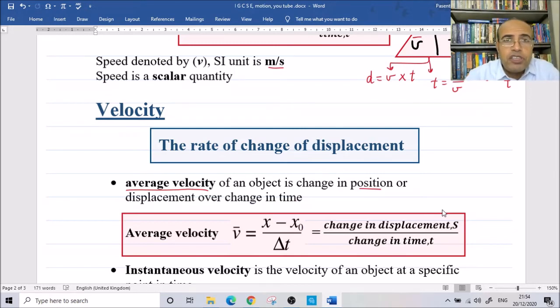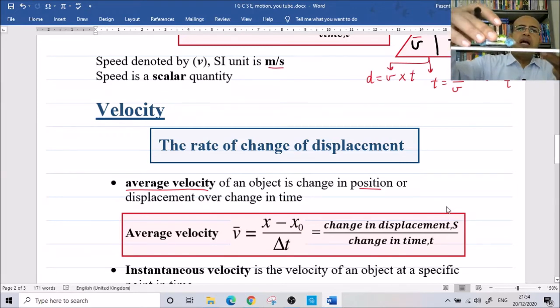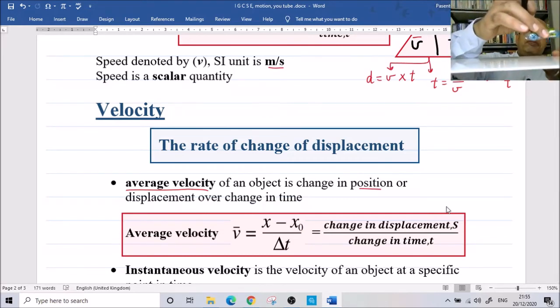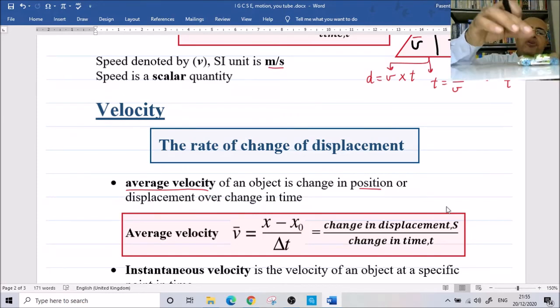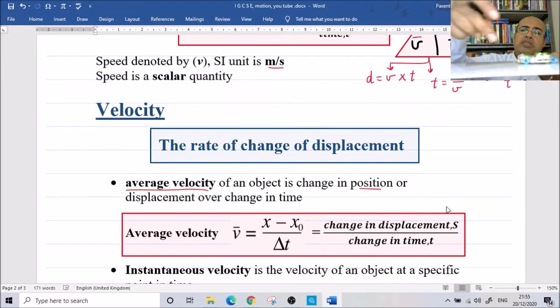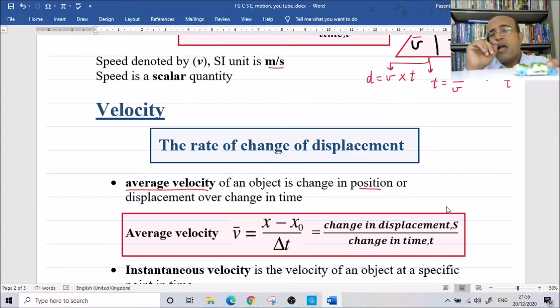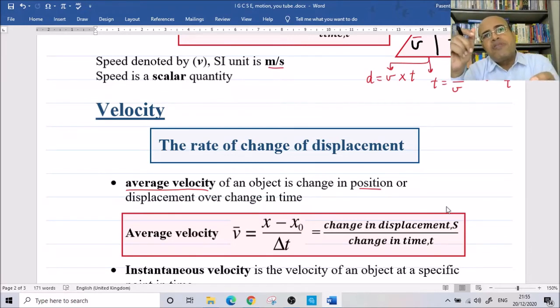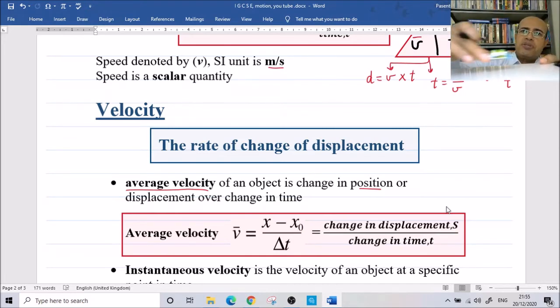This is average velocity. So, for example, if that object has a velocity of 5 meters per second at this position, and after a few seconds has a velocity of 10 meters per second, what is the average velocity? The average velocity is the change in position, or the total displacement, over the change in time. What about the velocity at a specific point of time? This is called instantaneous velocity. So we use instantaneous velocity if the velocity is not the same through the journey.